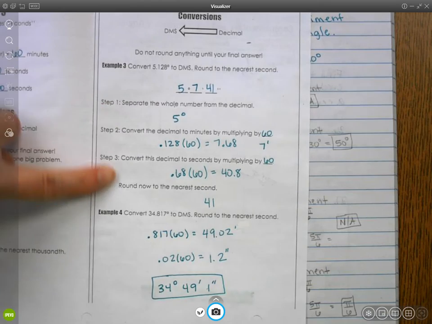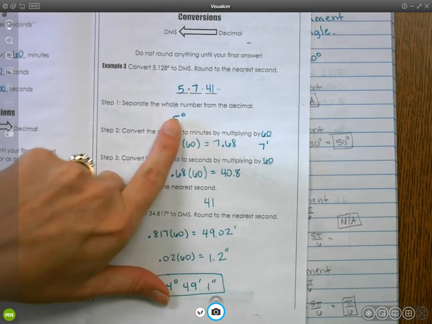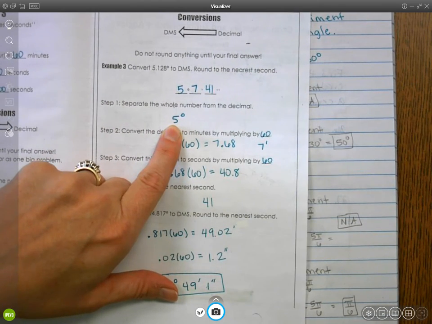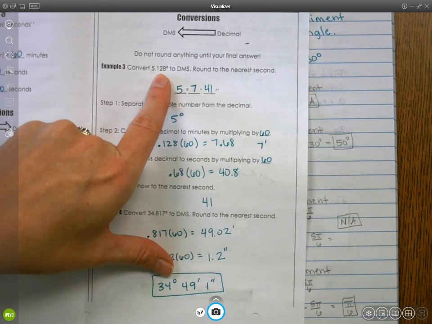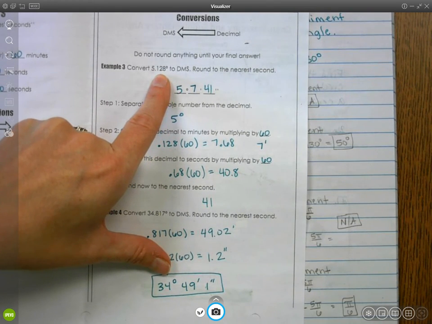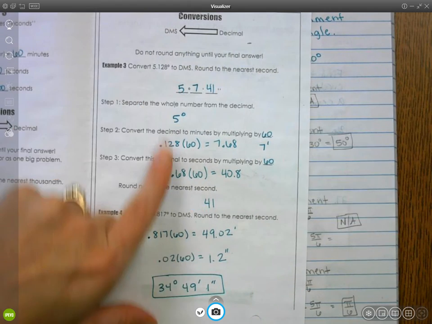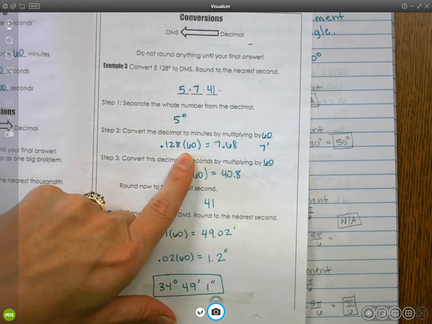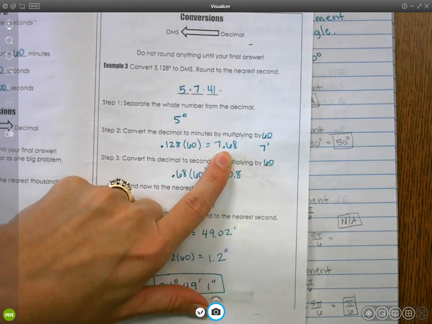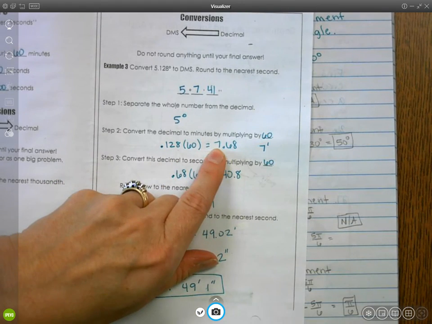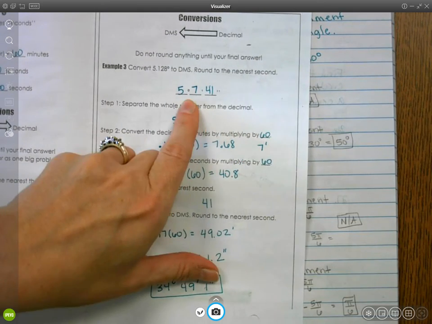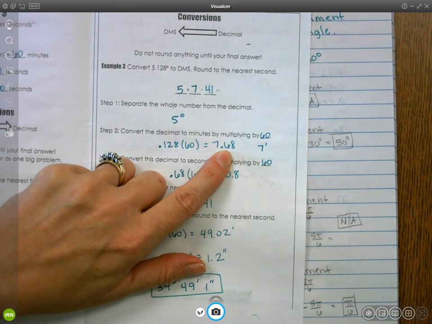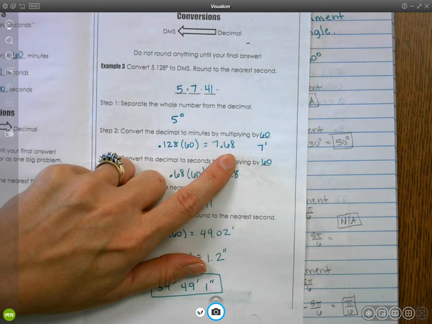So here are the steps. The whole number is the degree. So we know we have 5 degrees. Then we take the decimal, the 0.128, and we turn it into minutes. To do that, we times 60, because there are 60 minutes in a degree. And we get 7.68. The whole number is how many minutes we have, and then we have 0.68 minutes left.